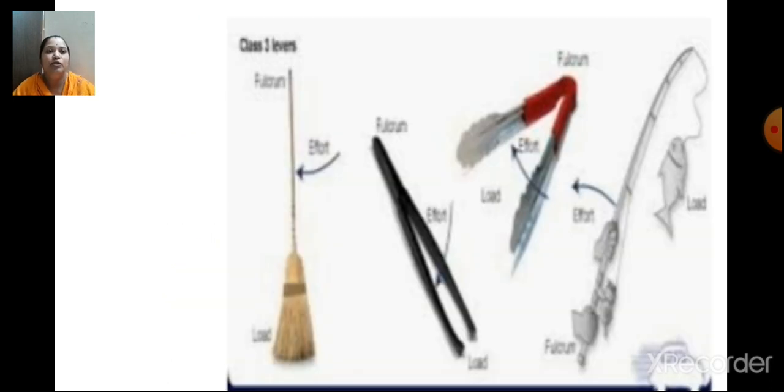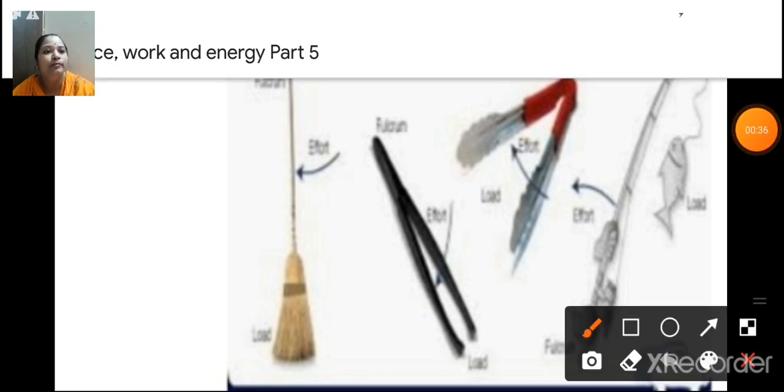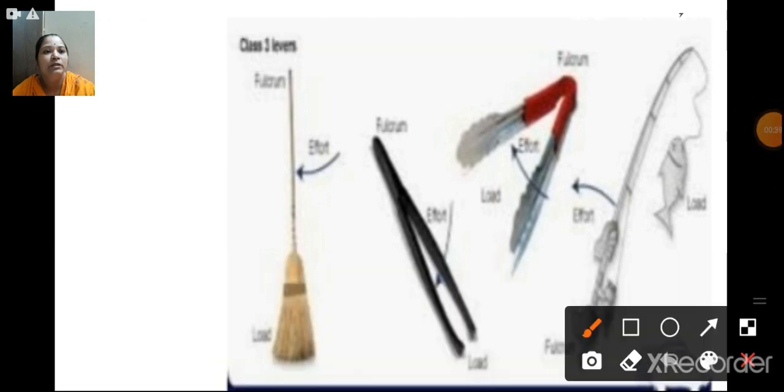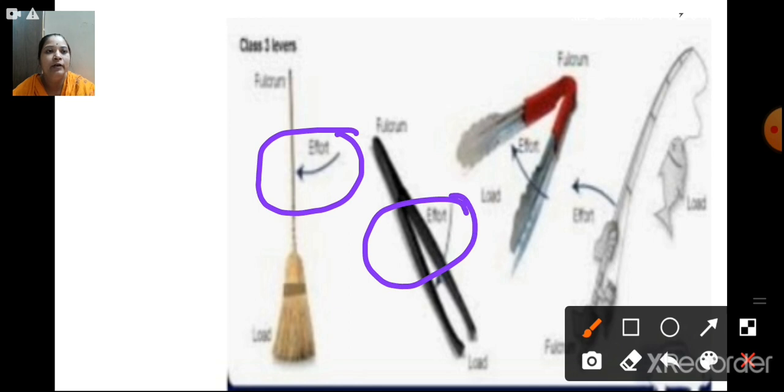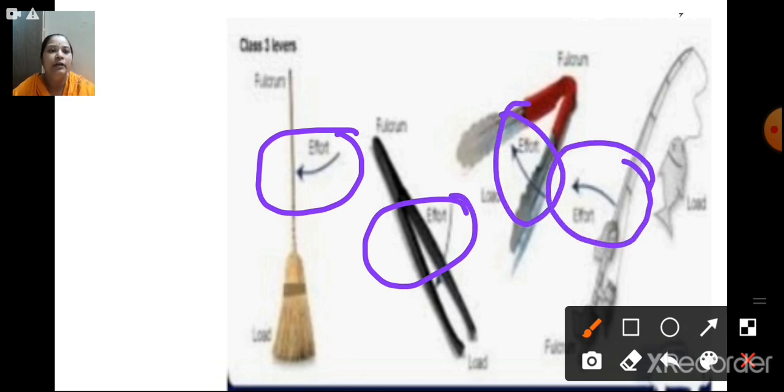Let us see the position of fulcrum, effort and load. See here effort, again here effort, here we apply effort, here it is effort. So this is the fulcrum. This is the load because the work done is called load. So in this class of lever, effort is in the middle of fulcrum and load.